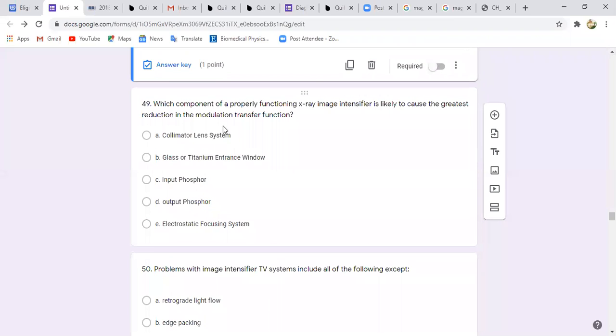So, which component of a properly functional X-ray image intensifier is likely to cause the greatest reduction in modulation transfer function? All the imaging chain, especially the electronics, causes some reduction in MTF and in contrast. They all have an effect, from the input phosphor to the output phosphor, the entrance window, and the column. Or which one has the greatest reduction in the MTF?